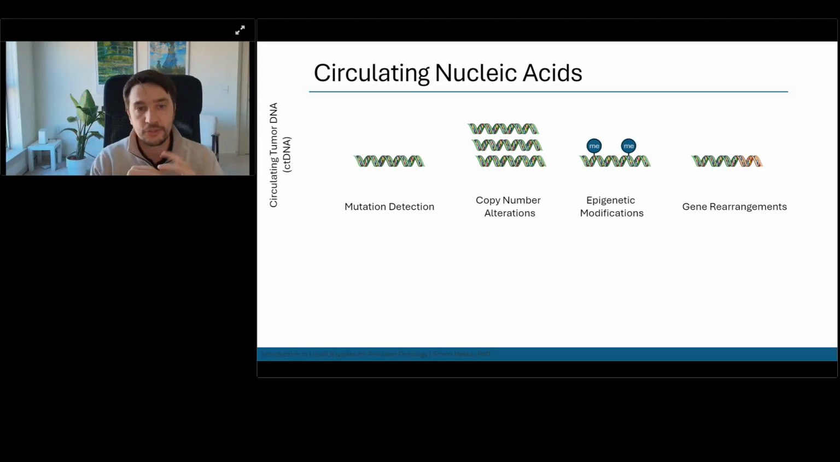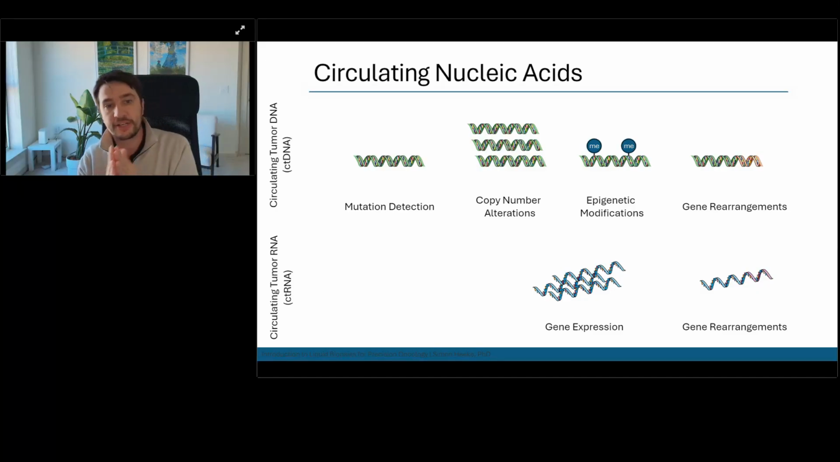Or we can use circulating tumor DNA to also detect larger chromosomal rearrangements, like gene rearrangements, for example, ALK gene fusions, but also much larger chromosomal rearrangements. In addition to the detection of those modalities using circulating tumor DNA, we can also use circulating tumor RNA to actually get more insights into the cancer. And there are two big themes which I really want to highlight today.